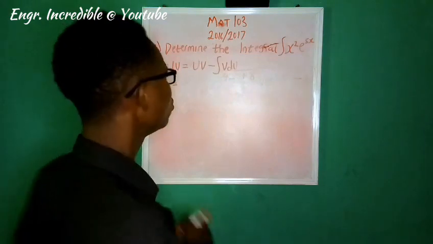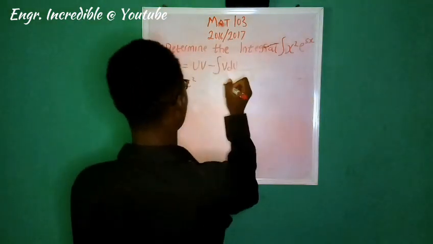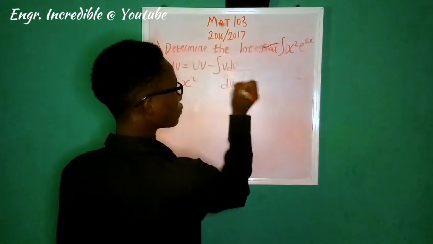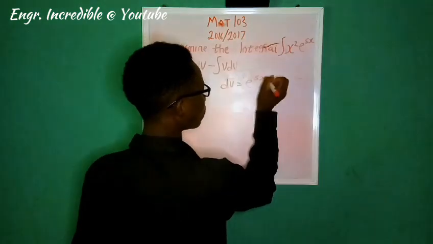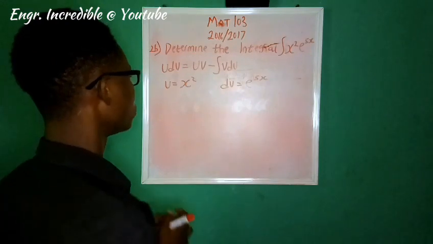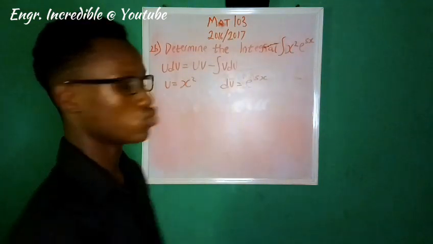We are going to be having our u is equals to x squared. Then we are going to be having our dv here as e raised to power 5x. So after this, we are going to be solving it this way, finding for dv, and we are going to be finding for u.